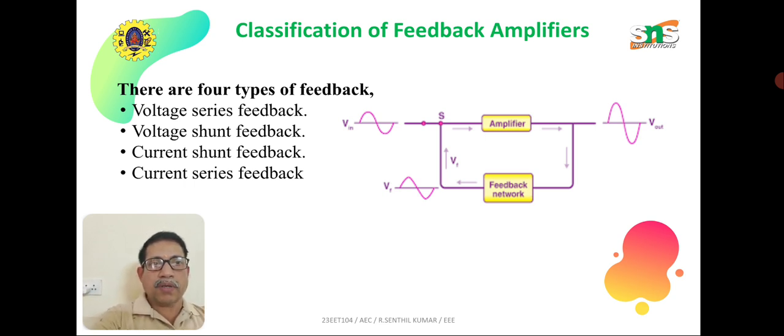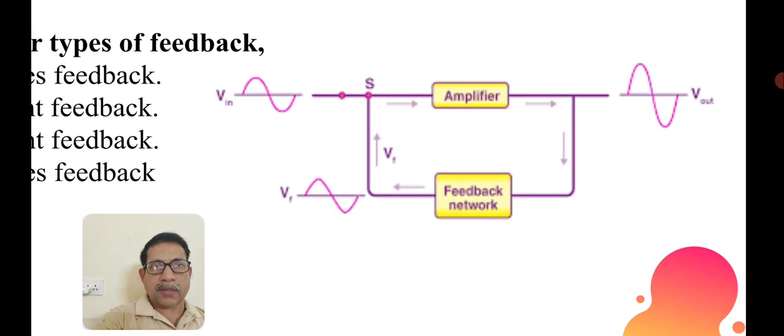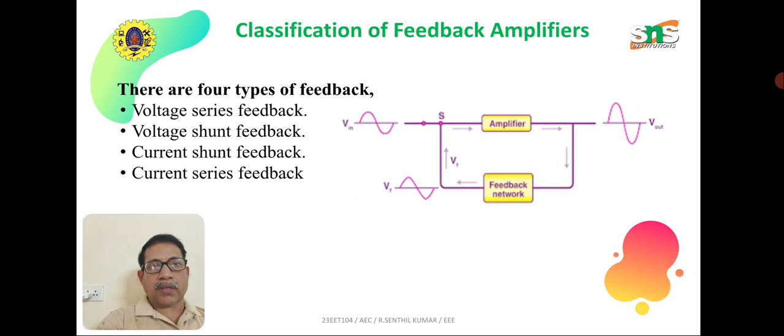Before going to that, we again see the amplifier part. The input is an AC input signal, and the output is amplified in nature. The same output is given to the feedback element, which is connected to the input. There may be positive or negative feedback; this diagram shows positive feedback.